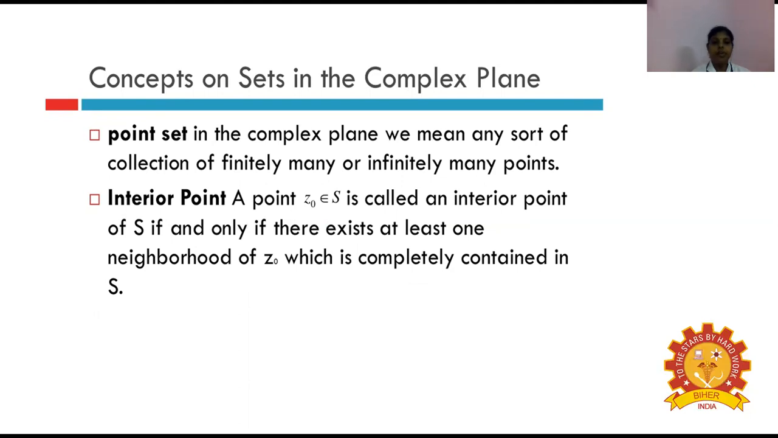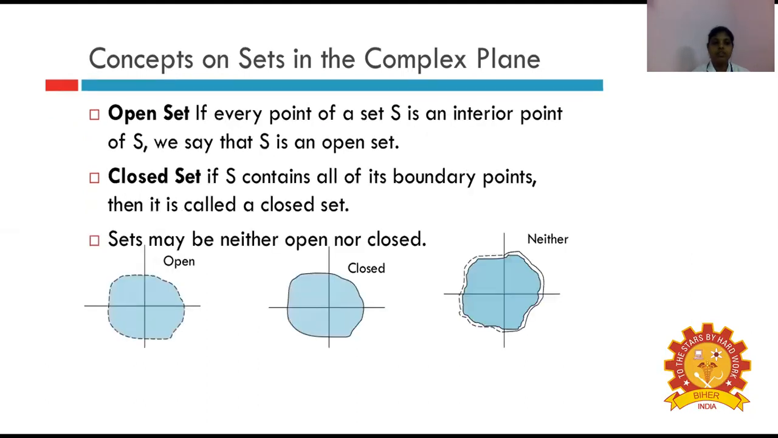Next, interior point. A point Z naught belonging to S is called an interior point of S if and only if there exists at least one neighborhood of Z naught which is completely contained in S. Next, open set. If every point of a set S is an interior point of S, we say that S is an open set.